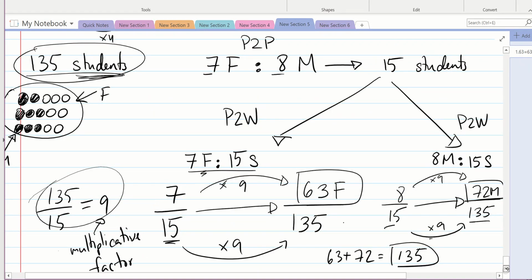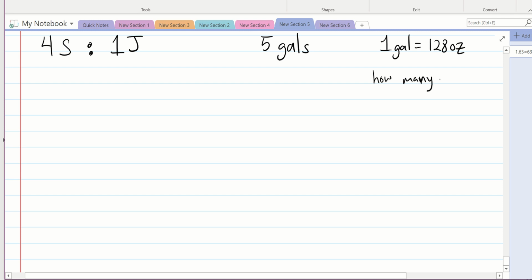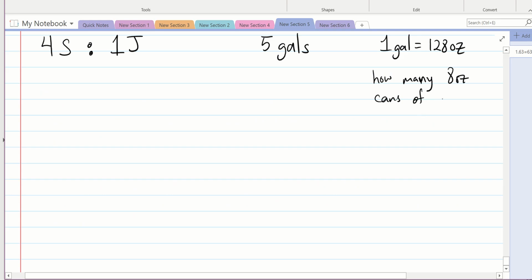Let's write everything down. So we know that there's 4 parts seltzer to 1 part juice. So that's our ratio. He wants 5 gallons of this drink, but he also told us that 1 gallon is equal to 128 ounces, and he wants to know how many 8-ounce cans of juice he needs. He wants to make 5 gallons of punch.